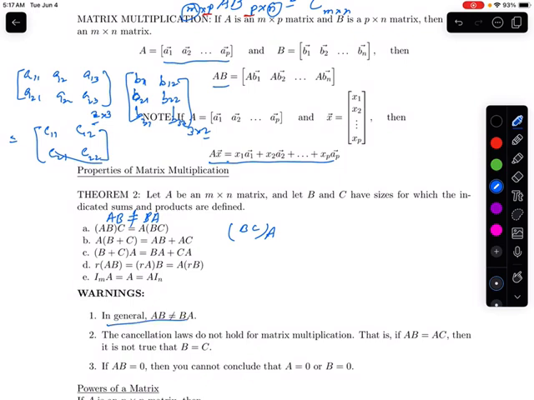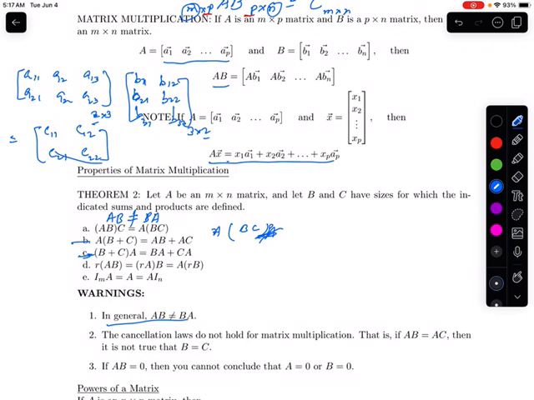It's given down here. So this will be wrong. A has to be on this side. So again, these two, B and C, are what we call the distributive property among matrices.